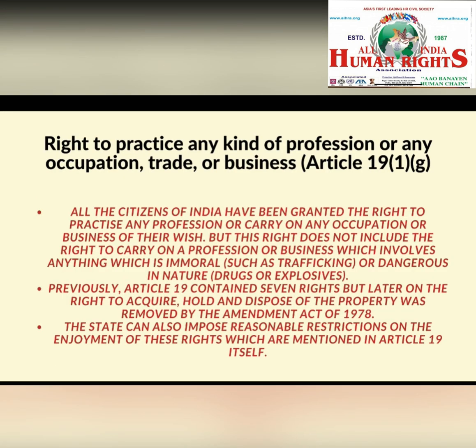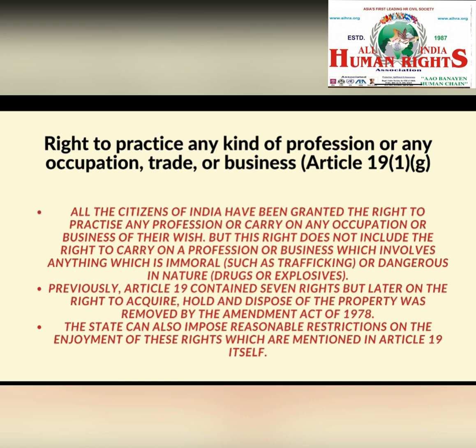Article 19, Clause 1, Subclause G talks about the right to practice any kind of profession or any occupation, trade, or business. Here, all the citizens of India have been granted the right to practice any profession or carry on any occupation or business of their wish. But this right does not include the right to carry on a business or profession which involves anything which is immoral, such as trafficking, or dangerous in nature, which includes drugs, explosives, selling cannabis, which is illegal in India. Previously, Article 19 contained 7 rights, but later on, the right to acquire, hold, and dispose of the property was removed by the Amendment Act of 1978.